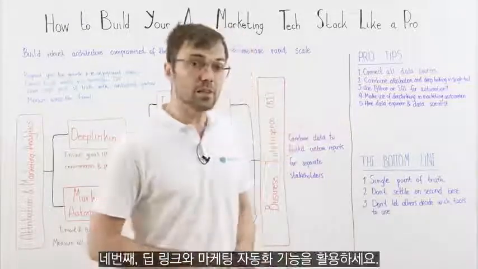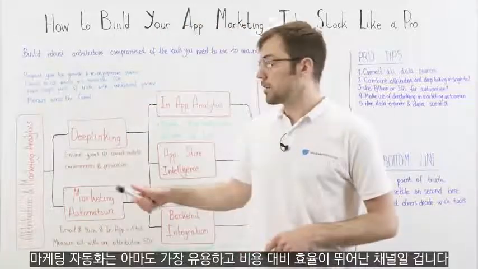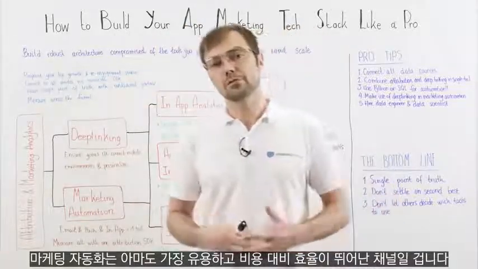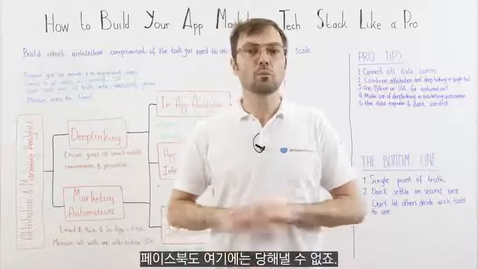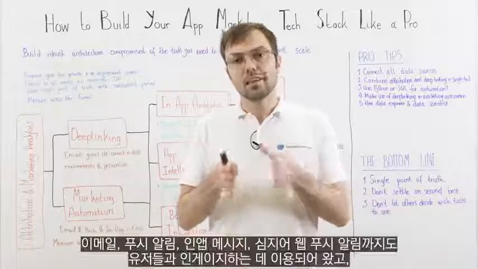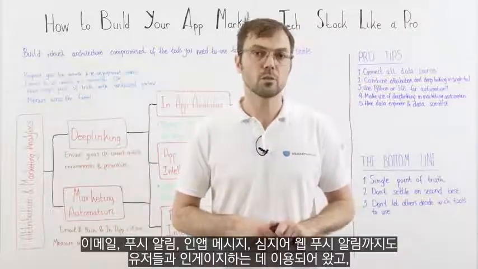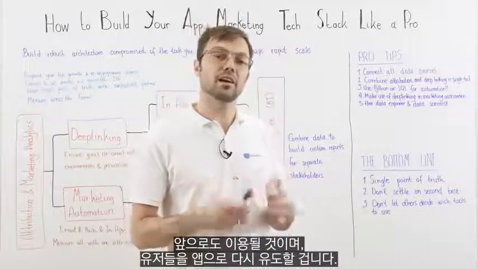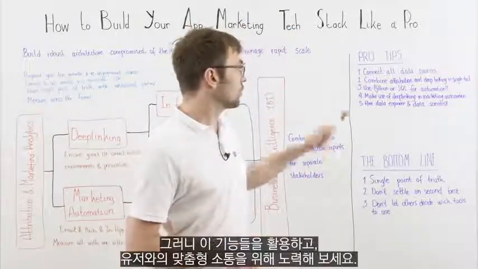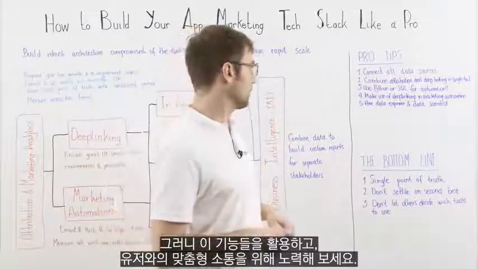Make use of deep linking and marketing automation. This is super important. The marketing automation is probably the most effective and most cost-effective channel that you will ever have. Facebook won't be able to compete with that. Email, push notification, in-app messages, even web push notifications will be the thing to use and to engage with your audience to bring them back into your app. So make use of that and try to personalize your communication as much as possible.